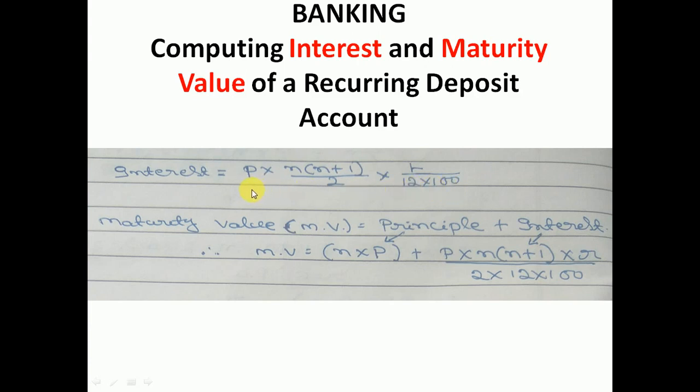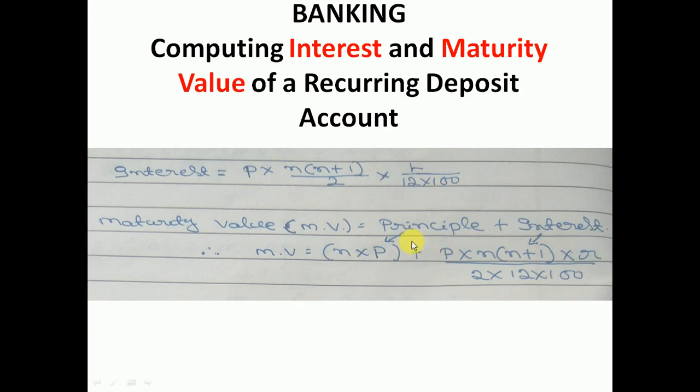This is only the interest you get for your investment. But one more important thing is the maturity value. Maturity value is the amount which you get after a due course of time, which includes the principal, whatever you have invested, and the interest that is accumulated.